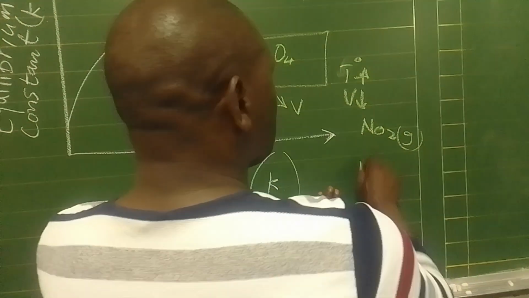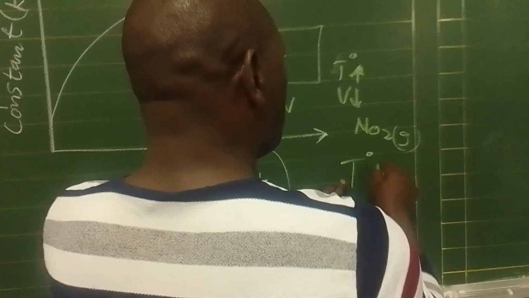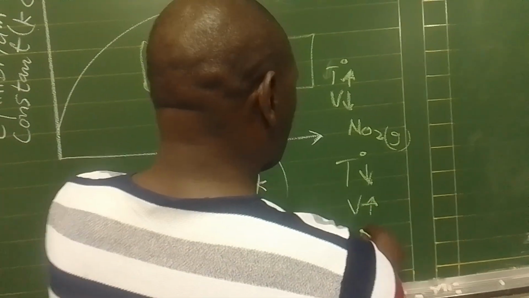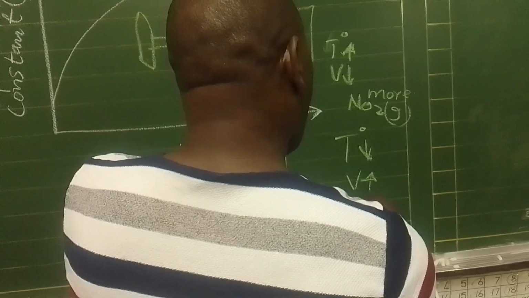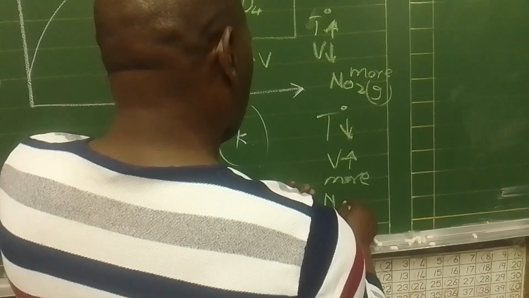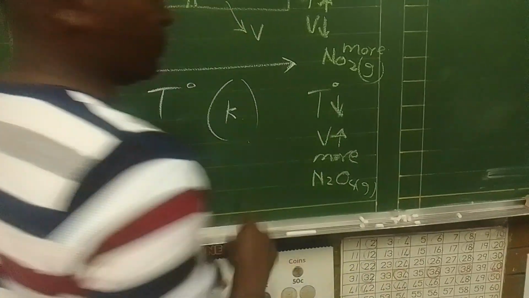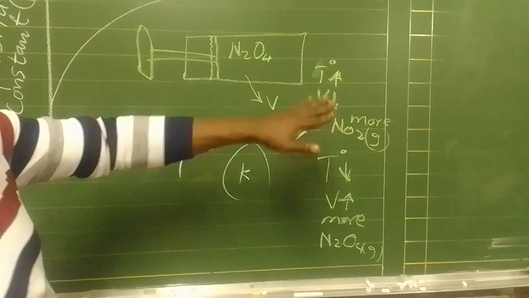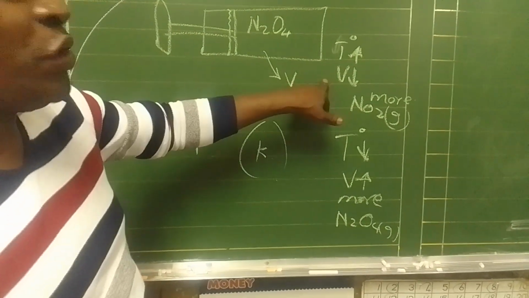But if the temperature drops, the volume increases, and more of N2O4 gas will be formed. This is what is happening. The questions they are going to ask you lie on this theory that I just explained. Let me go through it again.